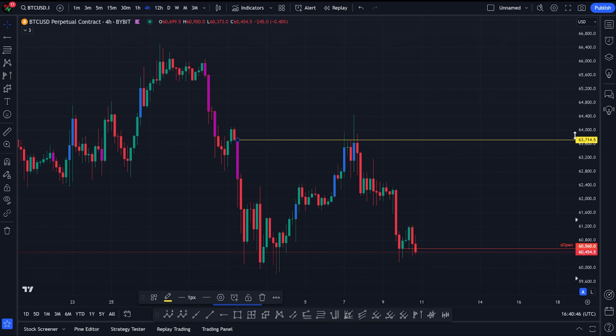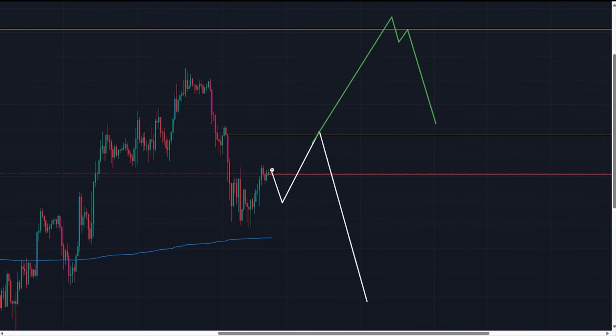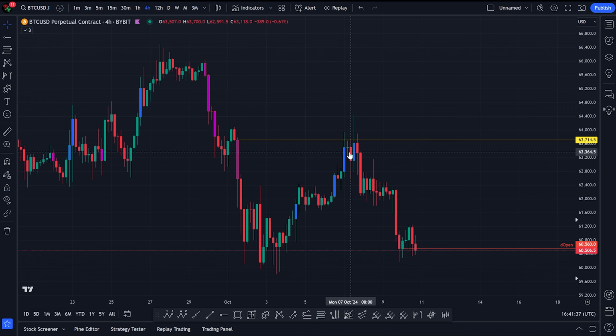And what ended up happening, if I go over to the charts, is we got a move towards our resistance, so $63,700, and from there, Bitcoin is now moving to the downside. So basically Bitcoin is following my first scenario, which was a rise, a fill of the imbalance, and then a reversal to the downside. And personally, of course, I haven't traded this move as I wasn't available.